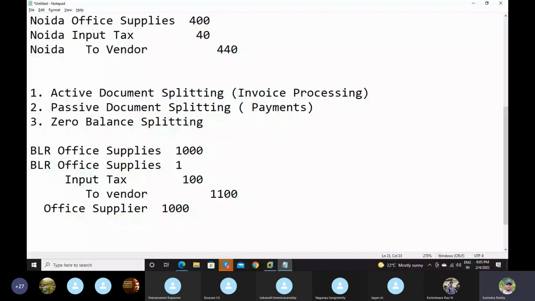Sorry, guys. Actually, I am getting a little confused with zero document splitting. Someone else can please start their presentation. Meanwhile, after their completion, I will continue with my presentation. Sorry for the interruption. Okay.